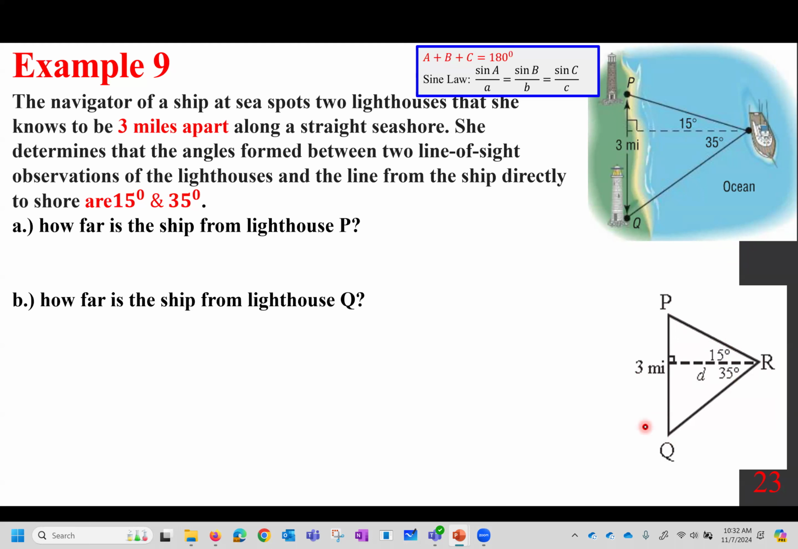So that's making sure that we know what's going on. And this distance is D. And so what we want to find is, for P, we want to find PR. For Q, we want to find QR. So that's what we want to find.